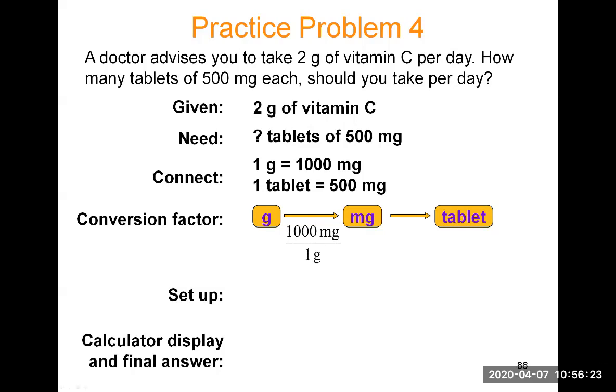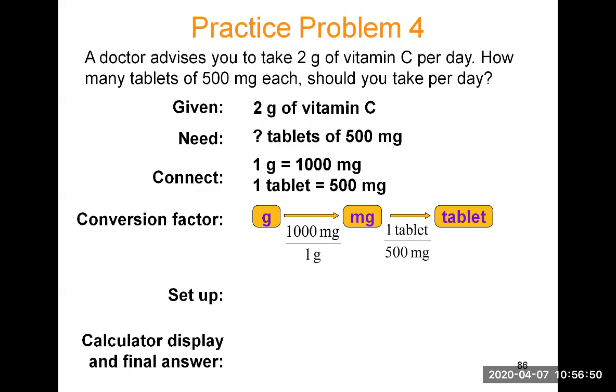Milligrams are an intermediate unit that we don't want to keep in the end. So we will need to cancel those milligrams in the next step. So the second conversion factor should have the milligrams on the bottom. And so the second conversion factor should be 1 tablet over 500 milligrams so that the milligrams cancel and you end up with tablets, which is the desired unit.